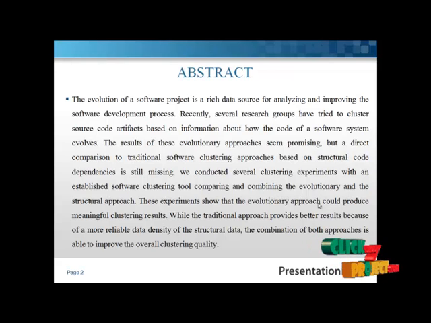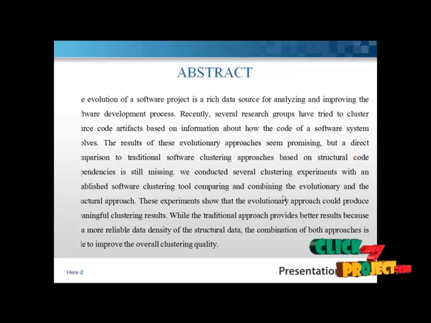We conducted several clustering experiments with an established software clustering tool, comparing and combining the evolutionary and structural approaches. These experiments show that the evolutionary approach can produce meaningful clustering results, while the traditional approach provides better results because of the more reliable data sensitivity of the structural data. The combination of both approaches is able to improve the overall clustering quality.